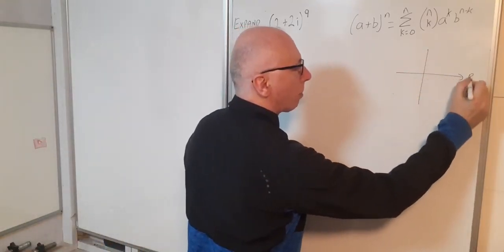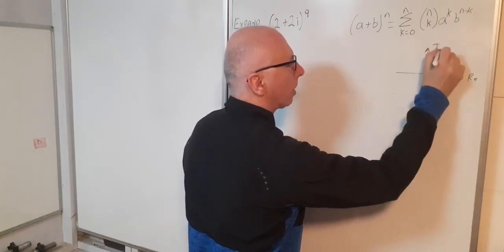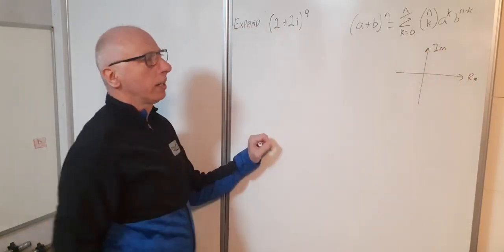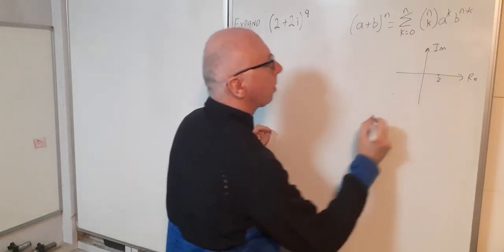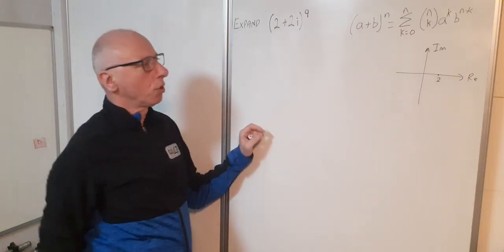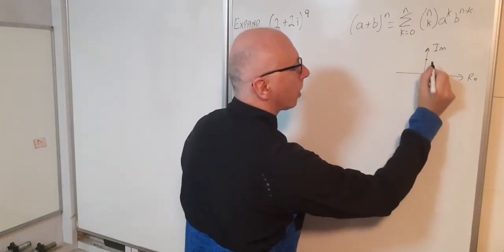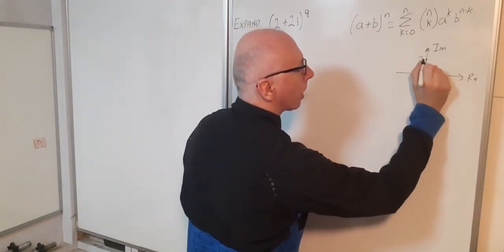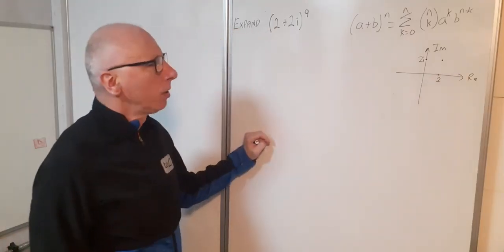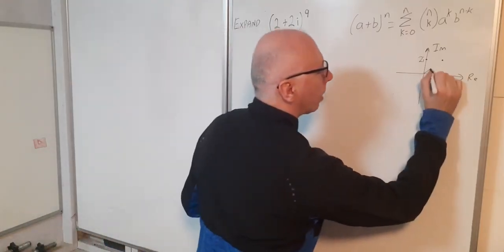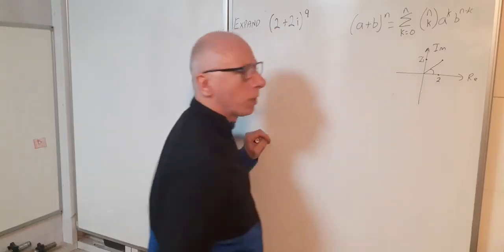So that's our real, that's our imaginary. 2 plus 2i, so the real component is 2. So that's 2. And the imaginary component is 2i. So it's also positive, but in the imaginary direction. So that's 2i.